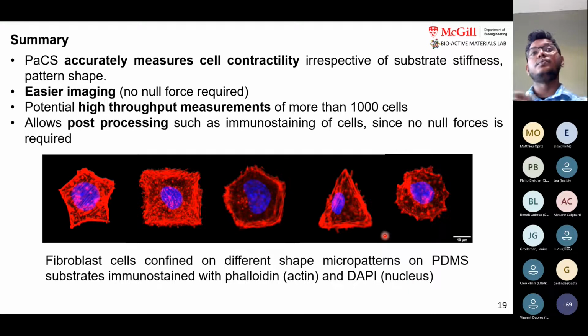And it allows for post processing as you don't have to kill the cells. So you can do some immunostaining at the end of the experiment. These are just fibroblast cells stained with phalloidin to show actin and DAPI to show the nucleus.